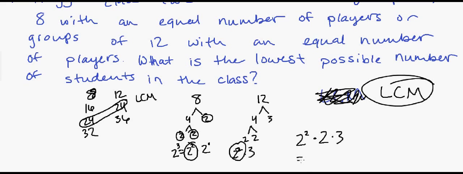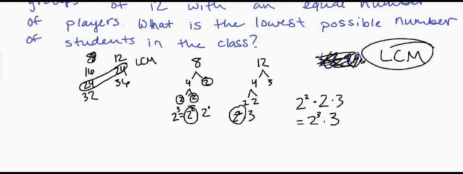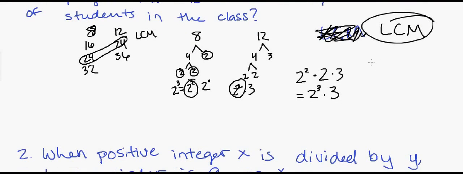So it's going to be 2 squared times each unique factor, times 2 times 3. So this actually comes out to be 2 to the third times 3. So let me give you another example because I think the way I explained that was a little confusing.